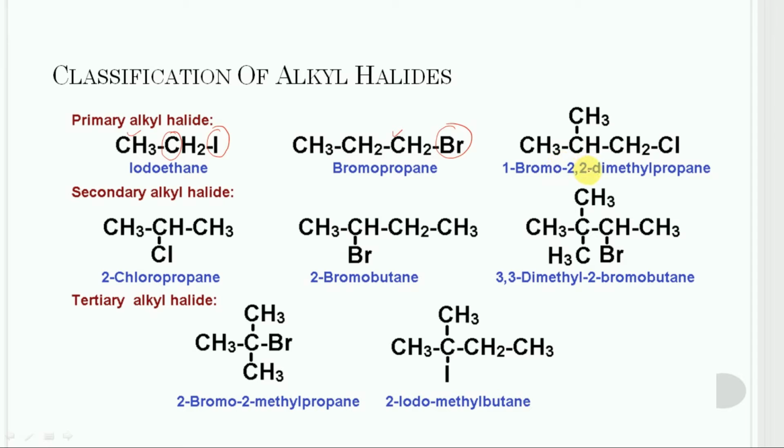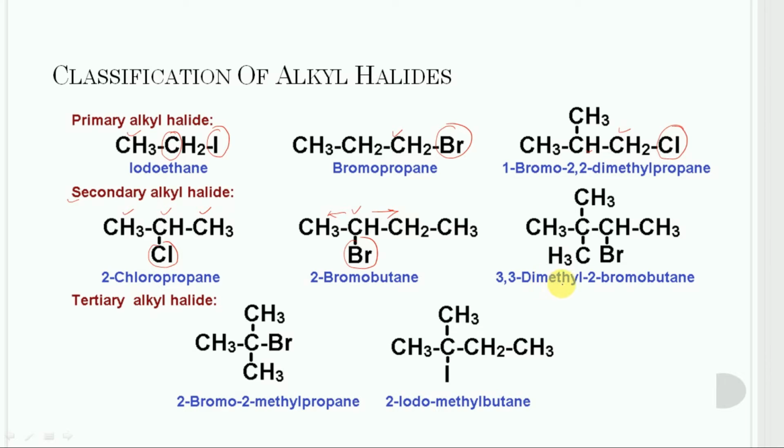Then 1-bromo-2,2-dimethylpropane. In this case again the halogen is attached to a carbon which is further attached to only one carbon. The second type is the secondary alkyl halide. In this case the halogen is attached to a carbon and this carbon is further attached to two carbons. 2-bromopropane: the halogen is attached to a carbon and this carbon is further attached to two carbons.